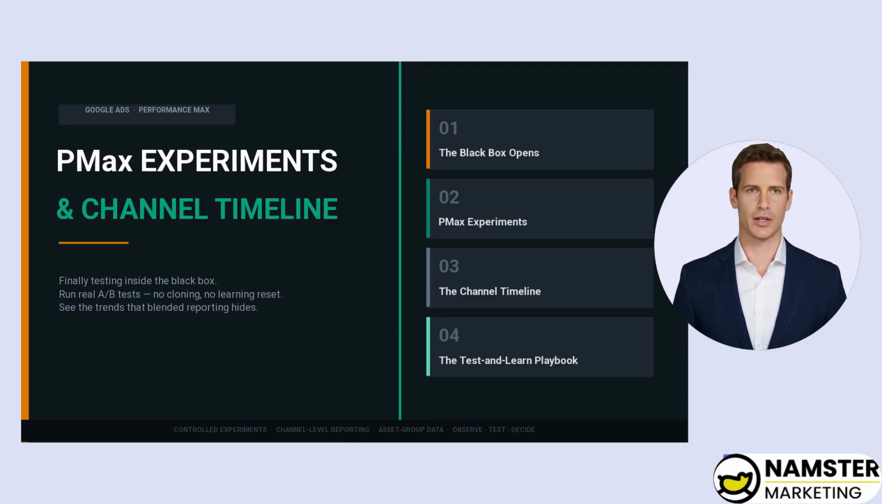However, with the introduction of PMax Experiments and the channel timeline, we are finally moving into an era of controlled experimentation. We will discuss how to run real A/B tests without cloning campaigns, how to avoid learning resets, and how to uncover the hidden trends that blended reporting usually hides from view. Our goal today is to master the tools of observation, testing, and decision-making to optimize performance with scientific precision.